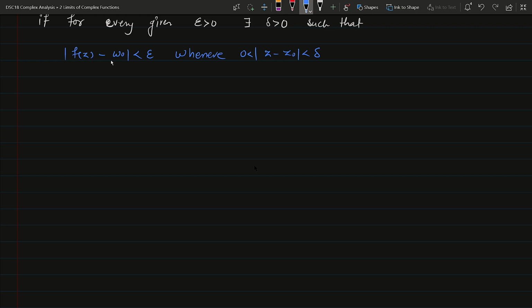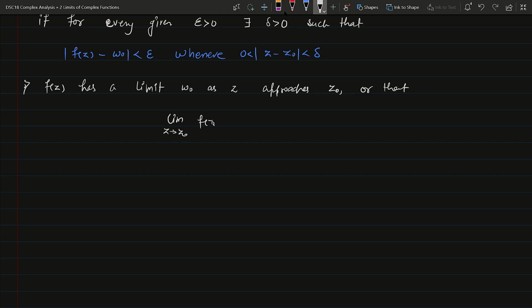So what do you mean by writing this statement? Okay, so f of z has limit w naught as z approaches z naught, or we can write limit z tends to z naught, f of z is going to be w naught.